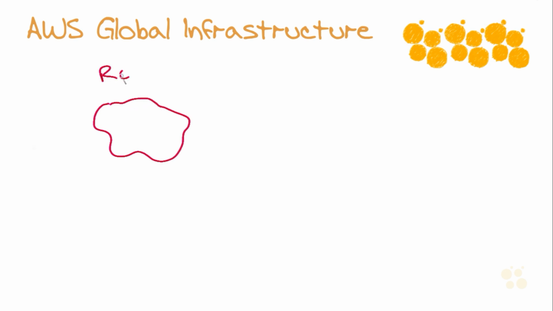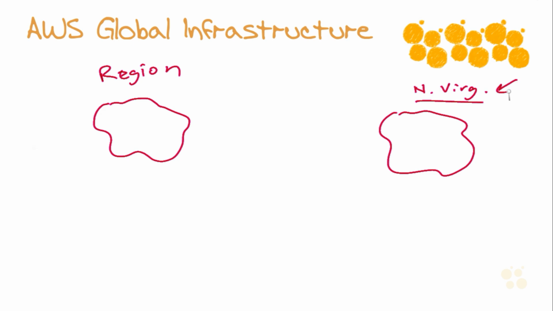So the first component that we have is a region. Notice this is a geographical area. There's a region in the United States called North Virginia. This is one of the first, might even be the very first region they created. So there's two regions. Inside of these regions, we have what are called AZs, or availability zones.